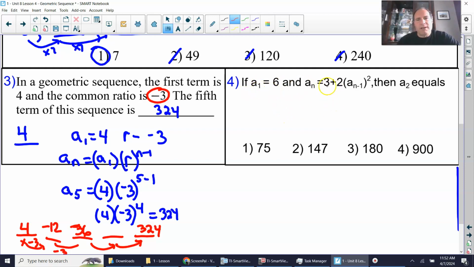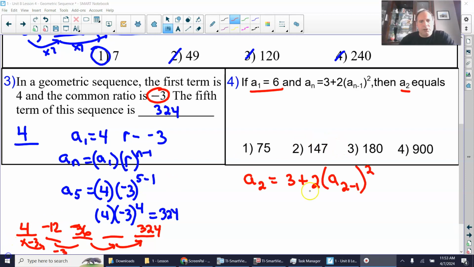All right, so a sub 1 is 6. A sub 2, what does that equal? So what I'm doing is I'm just taking this. You see this? A sub n equals 3 plus 2 times the a sub n minus 1 squared. I'm just going to rewrite it, and I'm going to put a sub 2, since we're looking for a sub 2, instead of the n. So a sub 2 equals 3 plus 2 times a sub 2 minus 1, because n is 2. Right here is the prior term, right?